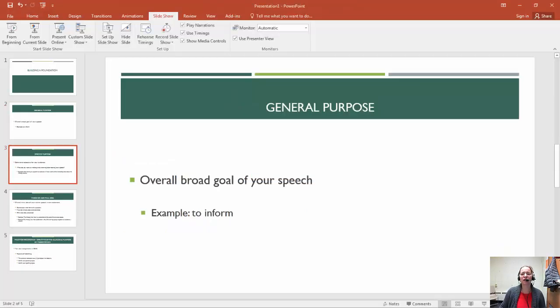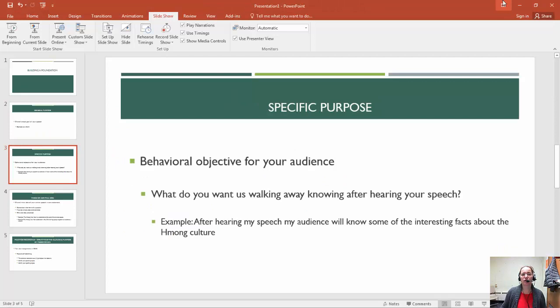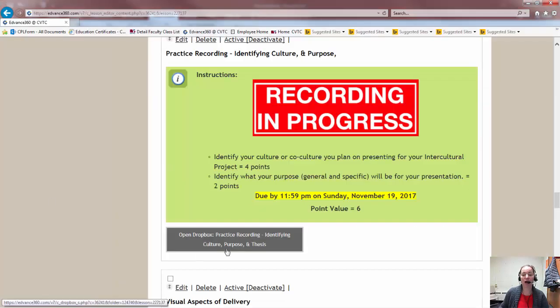Something along those lines. So when you're putting yours together, just simply identify your culture or co-culture that you plan on observing and or participating in. Identify the general purpose and then identify the specific purpose. This all should be submitted onto one recording to the Dropbox located within that assignment.